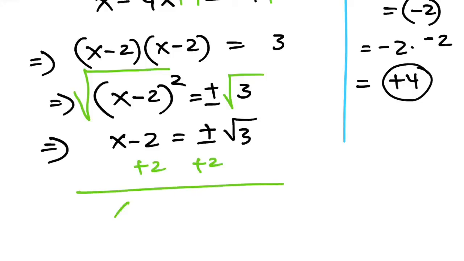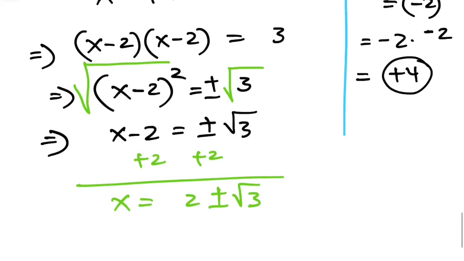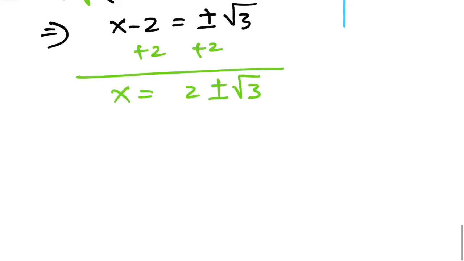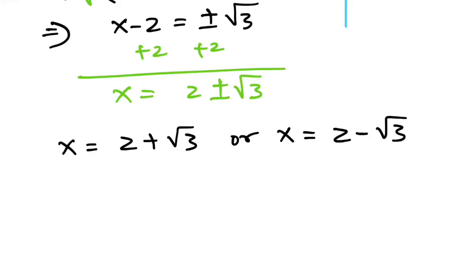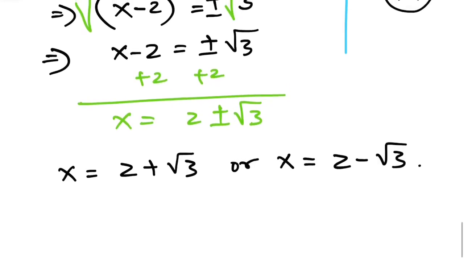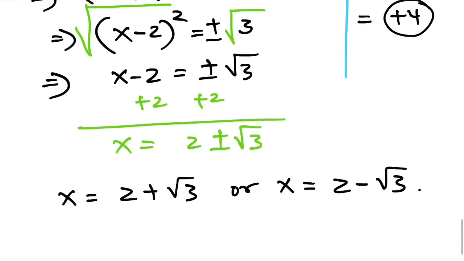Now, are we done? No, we need one more step. I'm going to add 2 to both sides. So that's going to give us x equal to positive 2 plus minus square root of 3. You don't have to write positive 2, you can just write 2. So 2 plus minus square root of 3. So what does it mean? It means x is equal to either 2 plus square root of 3 or x is equal to 2 minus square root of 3.